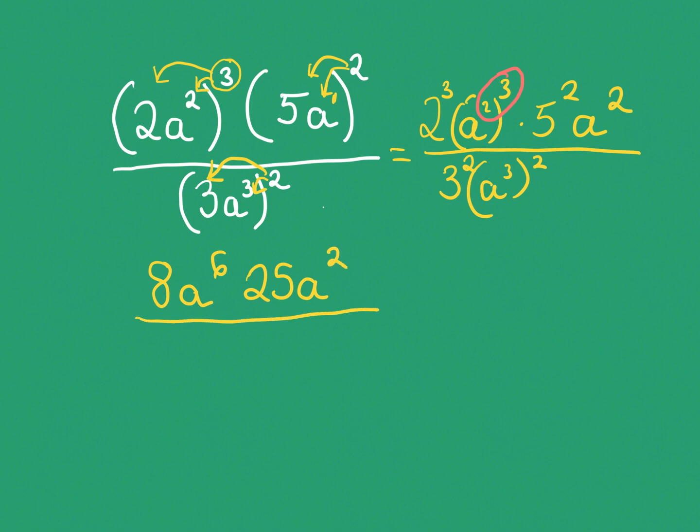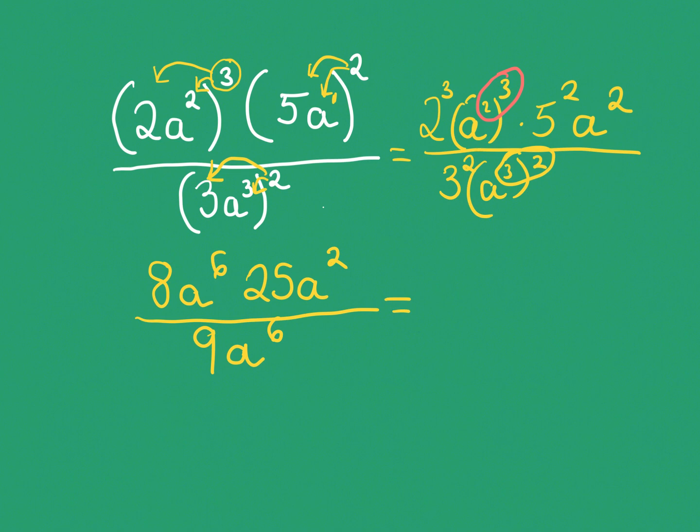On the bottom, 3 squared is 9. And we again multiply these exponents. A to the third to the second power becomes a to the sixth power. From here, there's a couple of different ways to look at simplification.